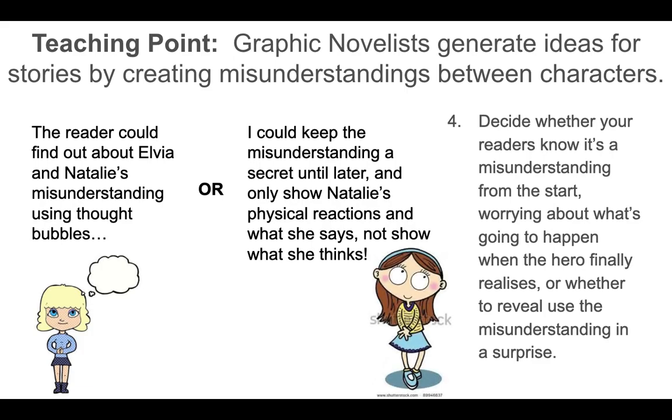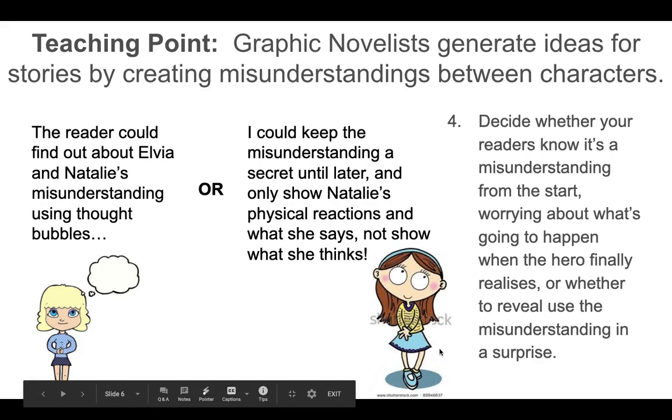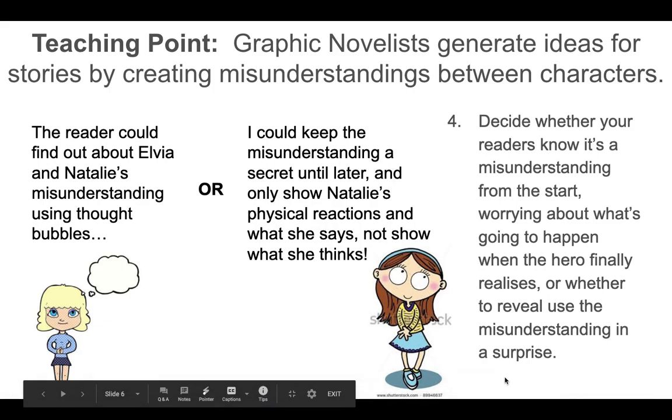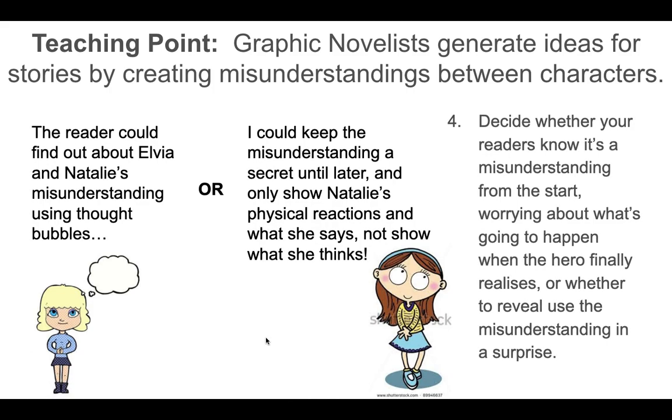So maybe, since she's a shy person, I could draw Natalie blushing, looking a little embarrassed. That would help convey that this whole thing with Elvia is not going the way Elvia thinks it's going to go. So that's your choice. Something you want to think about is whether you want to reveal this misunderstanding from the beginning or keep it a secret until later, and then how you're going to do that in a graphic novel.